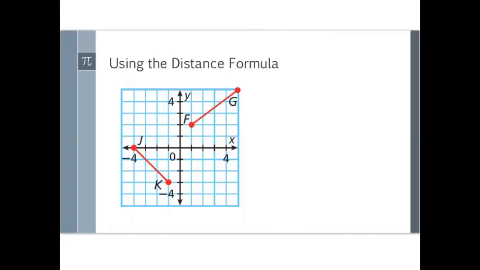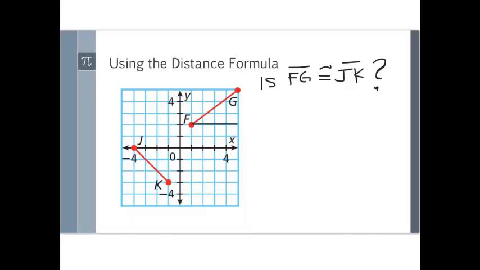Okay, so we want to answer the question, is FG congruent to JK? So just for demonstration purposes, we'll use the Pythagorean theorem to find the length of one of these segments, and we'll use the distance formula to find the length of the other segment. So let's use the Pythagorean theorem for FG.